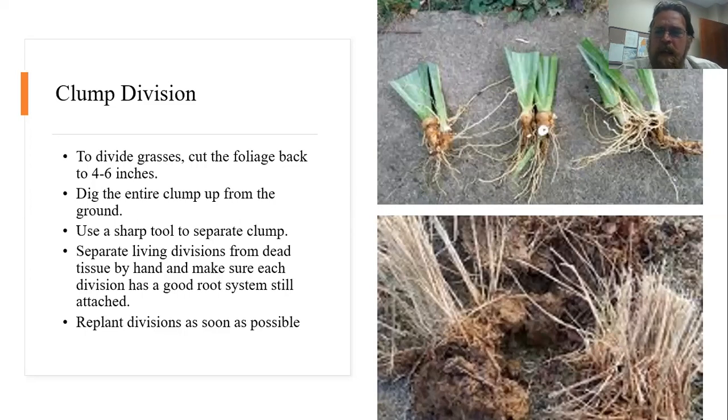A lot of times when we have ornamental grasses, sometimes the center will kind of die out. So we want to make sure that we get rid of any of that dead tissue and just discard it. Make sure that we have good root system and good shoot growth on all the sections that we're putting back in. And again, we can put those divisions right back into the ground and really spread that plant throughout our landscape.